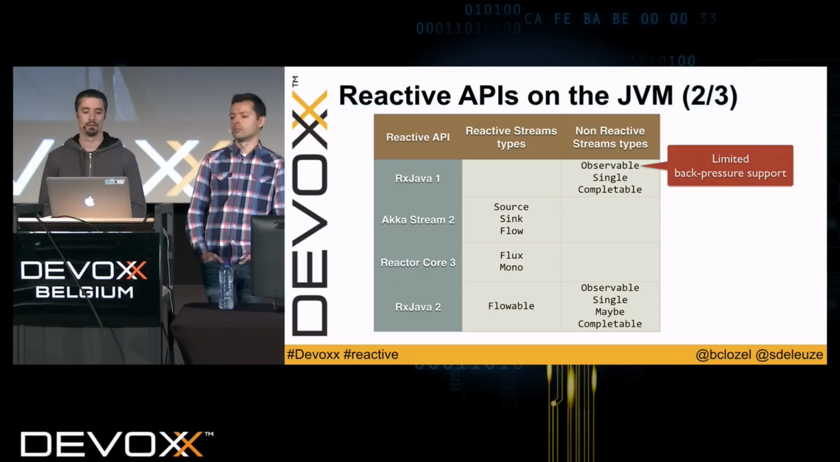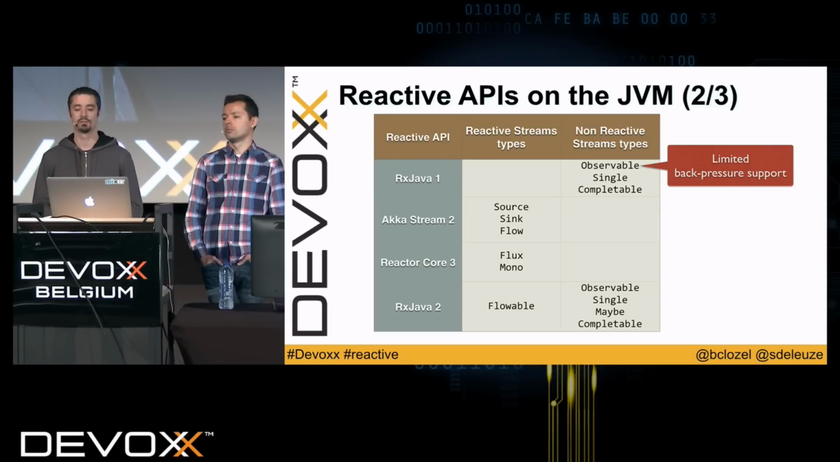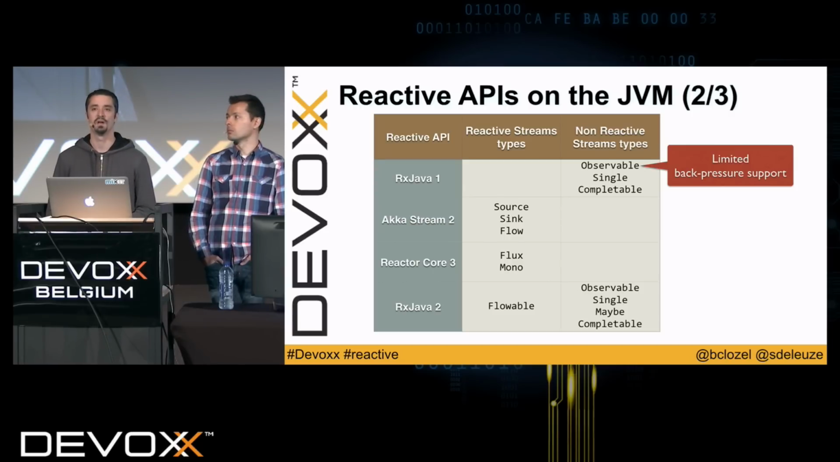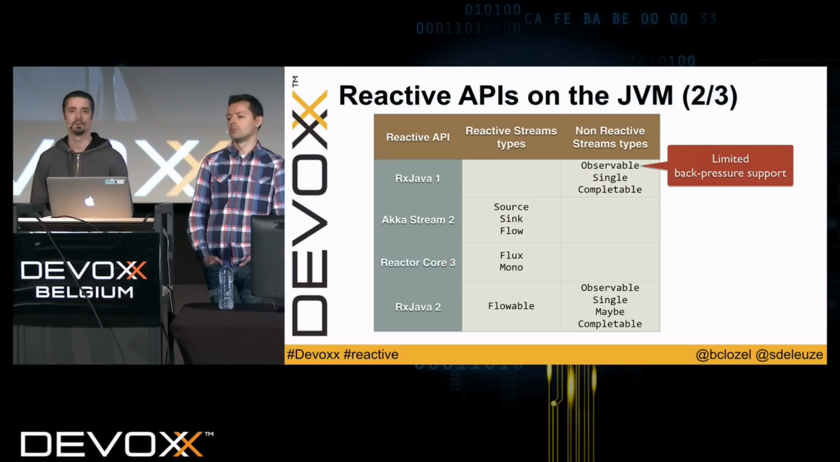Reactor Core 3 is also natively based on Reactive Streams, and both Flux and Mono implement Publisher. And RxJava 2 provides a Reactive Streams type, which is called Flowable. Flowable could be seen as a Reactive Streams version, back pressure ready, of Observable. And in version 2, Observable, Single, Maybe, and Completable do not deal at all with back pressure and do not implement or use Reactive Streams.